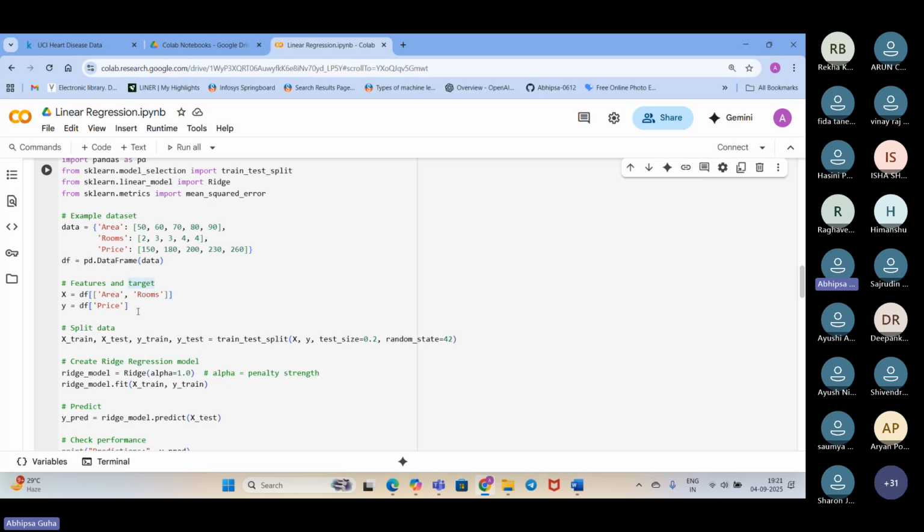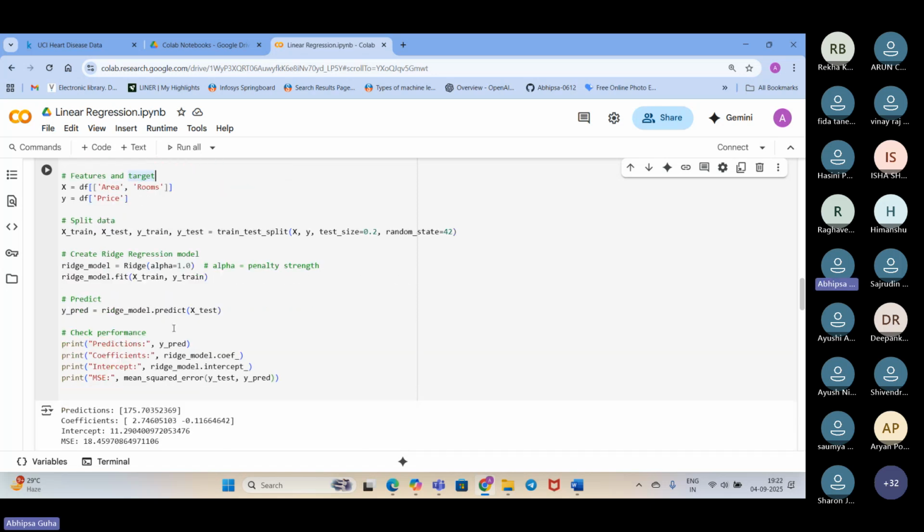After that, we split the data to train the model. We have split into x train, x test, y train, y test, with a test size of 0.2, that is 20% of the data kept for testing. Now we have to create a ridge regression model. We have created this variable using Ridge, and the alpha value we have considered as 1.